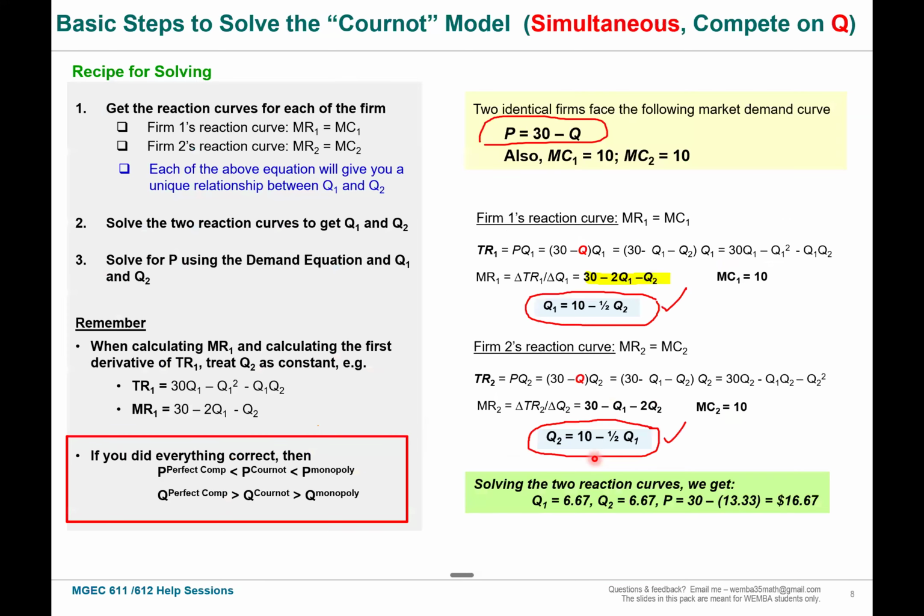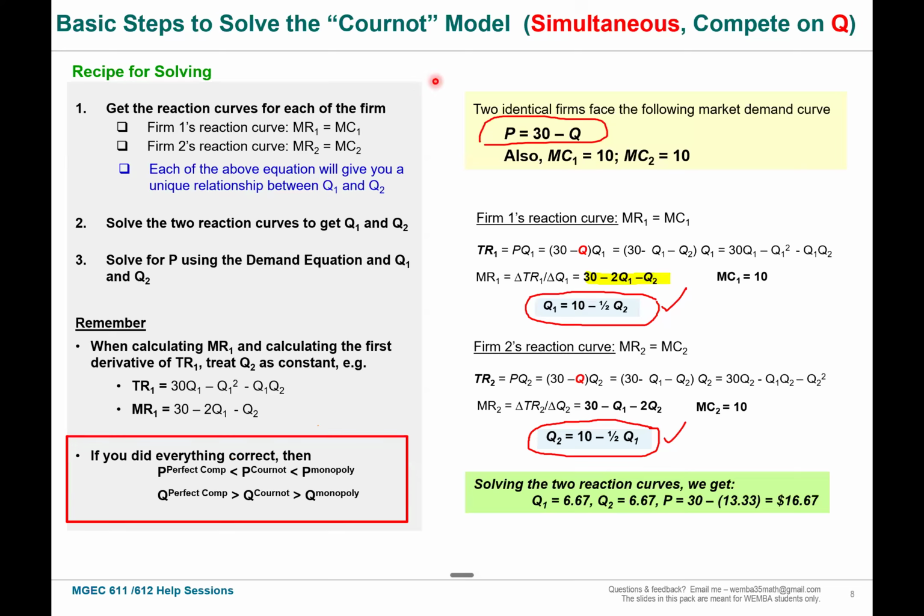Okay. So let's play this out. Yeah, go ahead. Sorry. So for these types of problems, you would need the market demand and the marginal cost for each firm in order to solve for the quantities. Exactly. You will need the market demand, and that has to be given, obviously, and then the marginal cost or the cost function for each of the firms. Yeah. Okay, thank you.